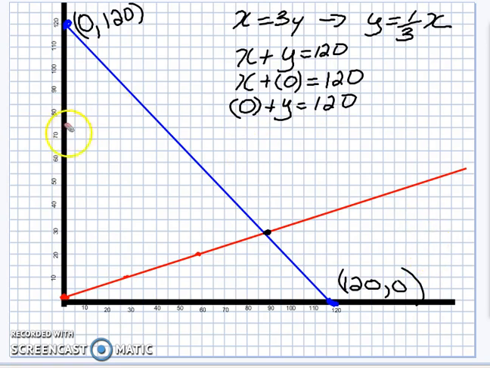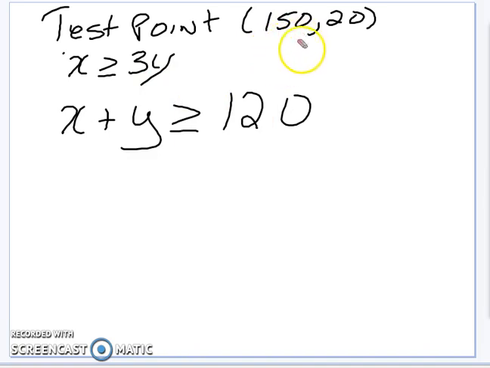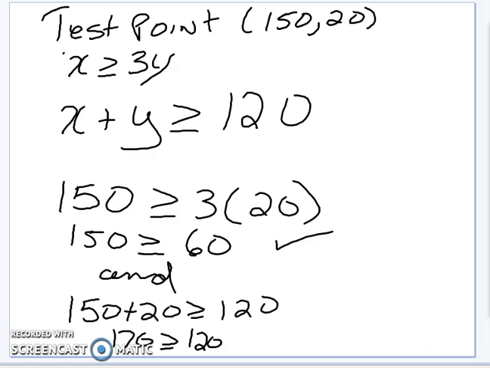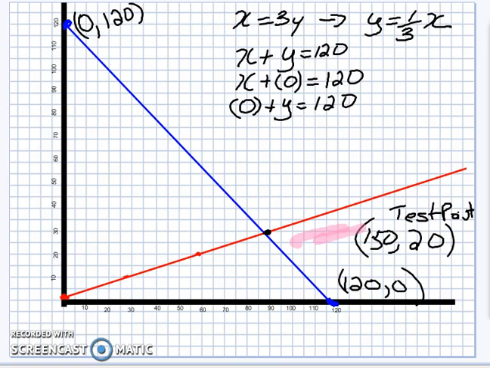All right, now I have to figure out which one of these is my feasible region. So I have to pick a test point. I'm picking 150 and 20 because I'm pretty sure it's going to be smaller than this line, but bigger than this line. All right, let's go over to my test point. To test this point, I put both these values into these functions. So I'm going to use x must be greater than or equal to 3y. I'll sub that in. So 150 must be bigger than 3 times 20. And yes, it is. 150 is bigger than 3 times 20, which is 60. So that one's true. I then put it in for the other one. 150 plus 20 must also be bigger than 120. And it is. So 170 is bigger than 120. So that pans out as well. So I can come over here and shade in this feasible region. Anything in here is feasible, meaning it would work within the constraints of our problem.